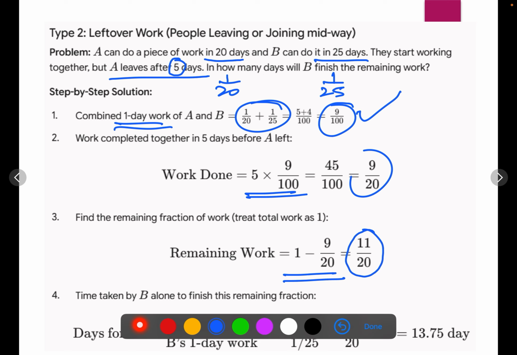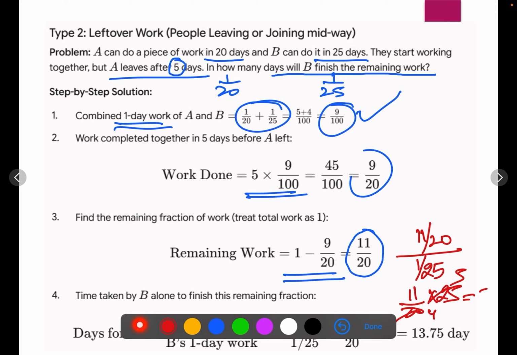Now, I have to find out in how many days B finishes the remaining work. So, number of days will be total work divided by 1 day work. What was 1 day work for B? 1 upon 25. So, after solving it, what do I get? 11 upon 20 multiply 25, solving 5, 4. So, it comes out to be 55 upon 4. So, it will take.